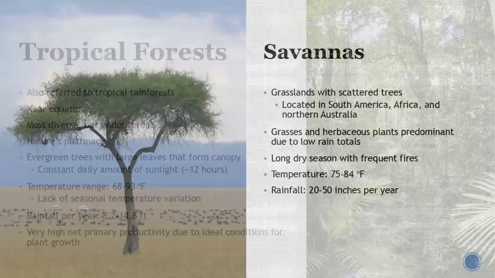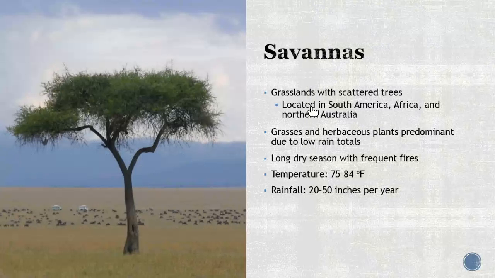Your next one is your savannas. So these are your grasslands, and you're going to have very few trees in this. I always think of the Lion King for a big one. So you've got South America, Africa, and Northern Australia where you'll find these biomes. Now you're going to find a lot of grasses and herbaceous plants that are able to grow in areas with low rain. Another thing that this biome is also a threat to is that they have a very long dry season and they constantly have fires.